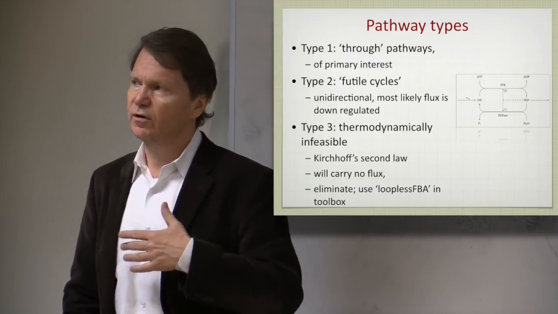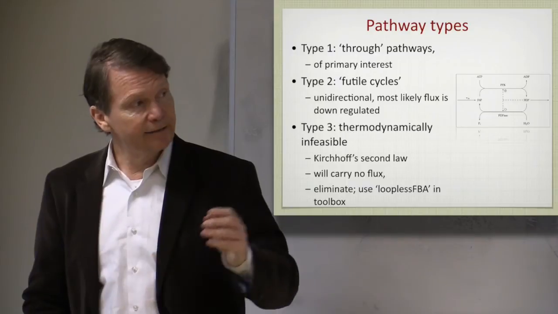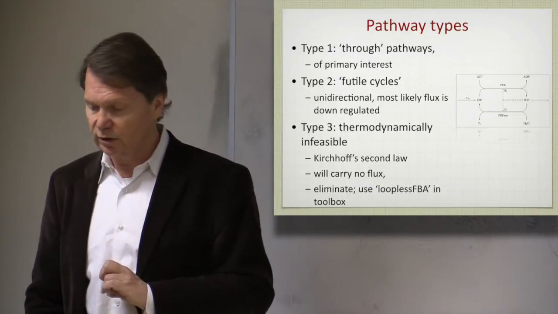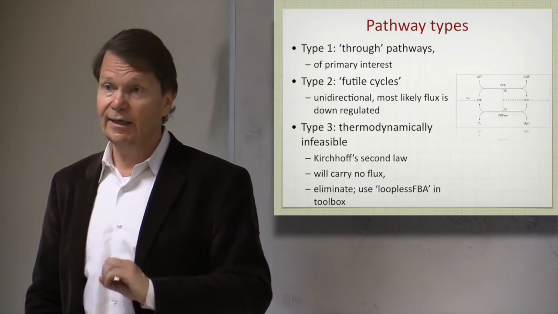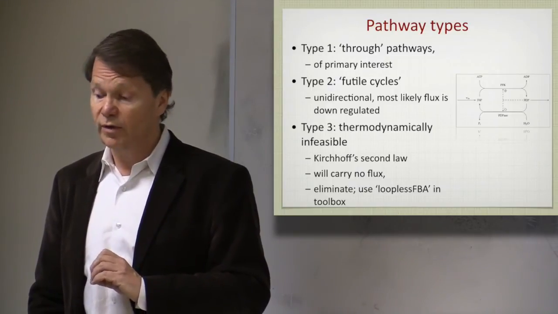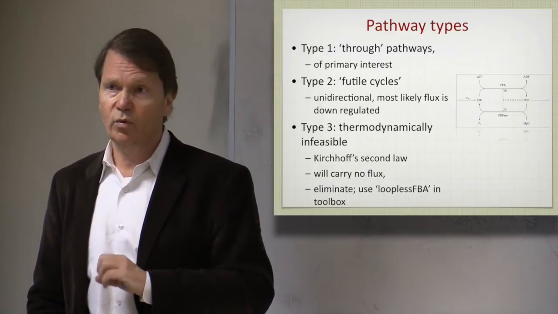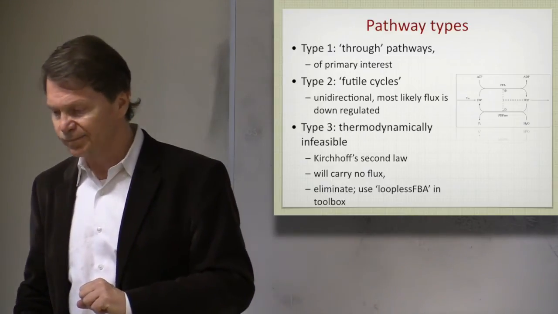Solution space, now I'm talking about the confined null space. They can be eliminated by a variety of methods, and one of them in the Cobra toolbox is called loopless FBA. It eliminates those loops in your solution. Also, if you run the most parsimonious FBA solver, it'll eliminate all those loops too. So there are ways to get rid of them, but they can be there.